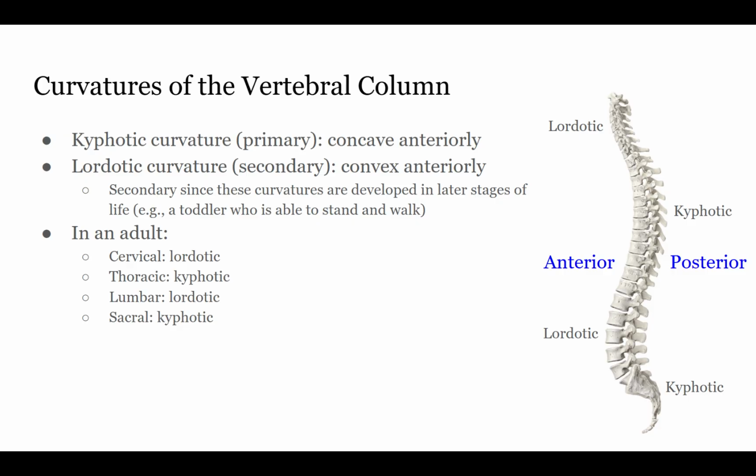The vertebral column exhibits primary kyphotic curvatures, which are concave anteriorly, and secondary lordotic curvatures, which are convex anteriorly. Primary curvatures, including the thoracic and sacral regions of the vertebral column, develop during fetal life. Secondary curvatures, including the cervical and lumbar regions, develop later, such as when infants begin lifting their heads and walking.